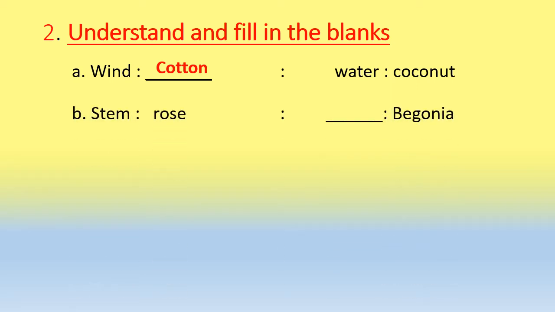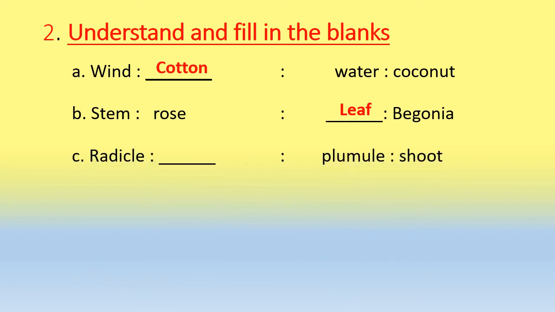Part B, stem is to rose, means a rose will reproduce by its stem. So here on the right side we have to write down that begonia will reproduce by its leaf. Part C, radicle is to dash. So as we all know that plumule is related to the shoot part, same as a radicle will relate to the root.